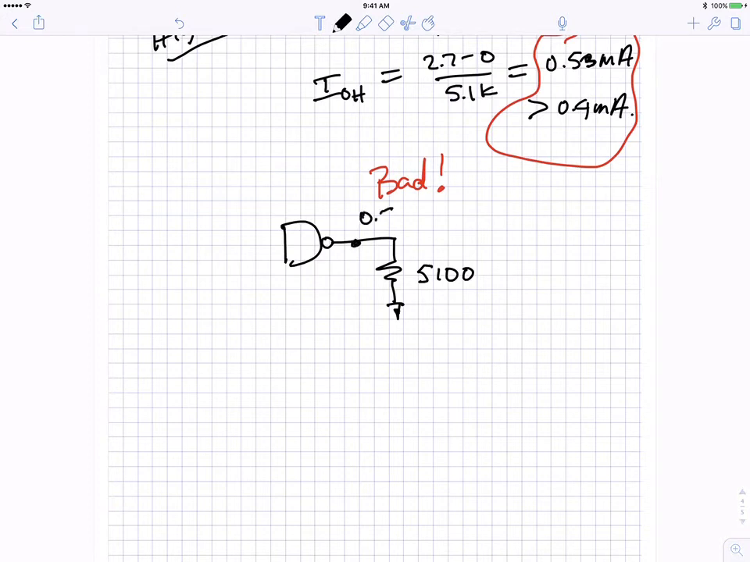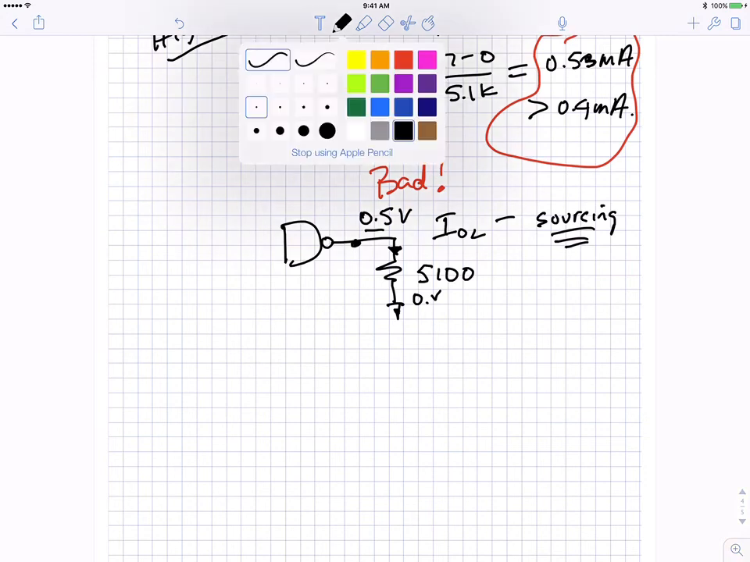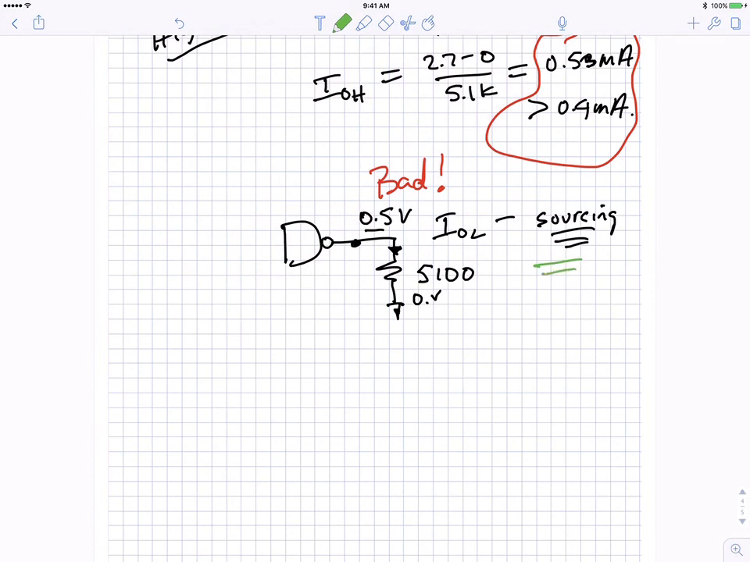This is going to be 0.5 volts. Okay. Remember the low state specifications were a limitation on how much sinking, how much current you can sink through the device. If that's 0.5 and this is 0 volts, there's not a problem here because this will be sourcing. And our limitation is on sinking in the low state. Okay, so there's not a problem really. Low state works out fine.